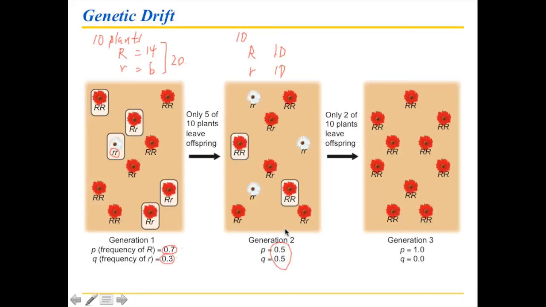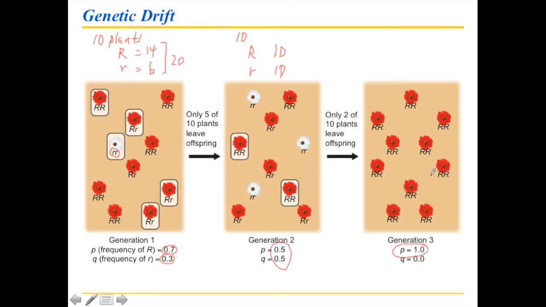And then we go on, and by pure coincidence, again, only 2 of these plants leave offspring, those 2. And as it happens, both of those are homozygous dominant, so you only end up with big R and big R in the next generation. So now you have shifted the population so that the only thing that's left is big R. And this is a random occurrence.